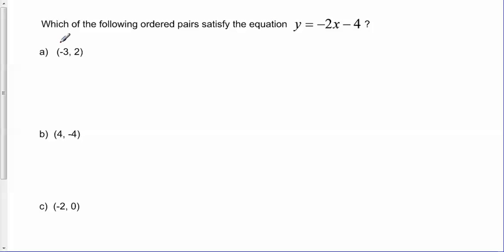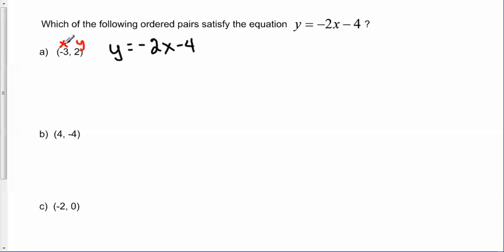The first coordinate is the x coordinate and the second is the y coordinate, unless we're working with different variables. But in this case, we just have x's and y's. So the first is the x and the second is the y. So what we'll do is put these values for x and y into the equation and see if the equation is true. Remember, the equation that we're working with here is y equals negative 2x minus 4. And so we want to substitute in these values for the x and the y.